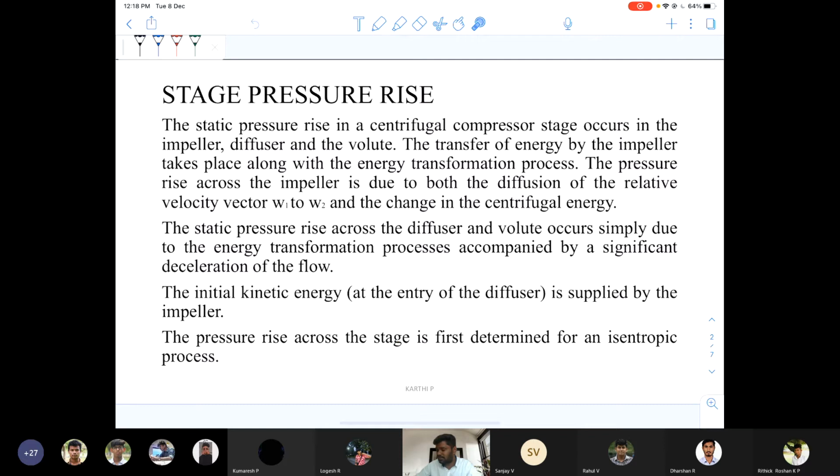The pressure rise across the stage is first determined for an isentropic process. The initial kinetic energy is supplied by the impeller to the diffuser, and the pressure rise occurring in the stage is determined by considering it as an isentropic process. These are the conditions we are keeping in order to find the stage pressure rise.